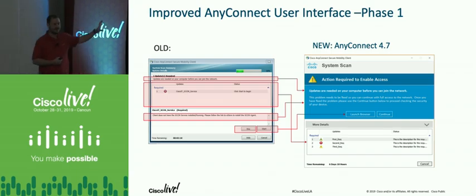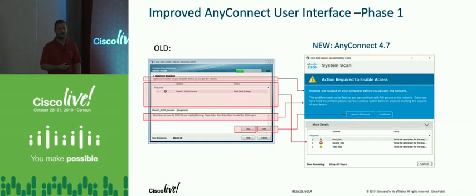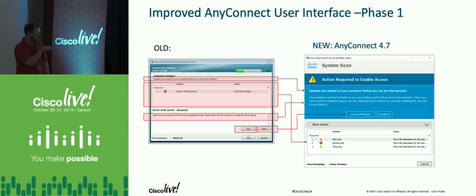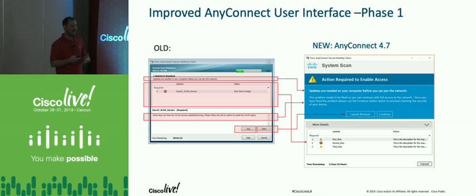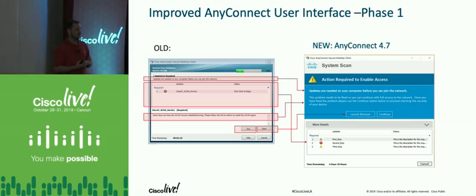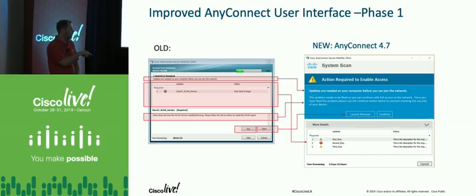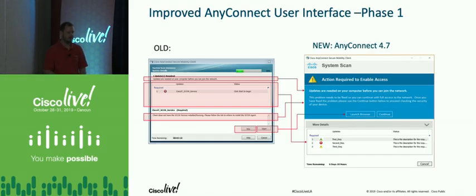So AnyConnect 4.7, and obviously we've released 4.8, actually has a new look and feel. The previous version is a little bit ugly. The newer version has a better feel from an end user point of view. The messages are more customizable, as well as the way we do remediation here kind of makes a little bit more sense. So just a better look and feel overall.